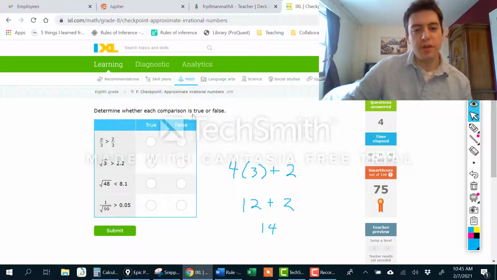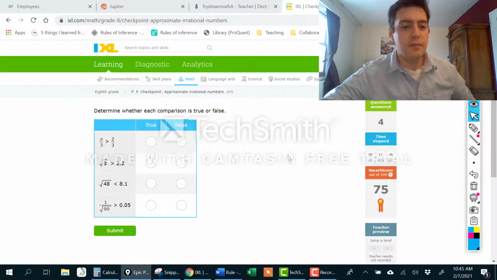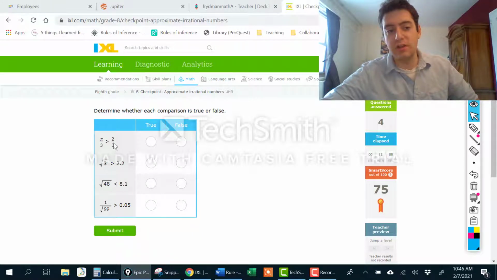Okay, determine whether each comparison is true or false. All right, so pi over 3. Pi is a little bit more than 3. So if I have something which is a little bit more than 3 in the numerator, and then I have 3 in the denominator, this fraction is going to be bigger than 1. And 2/3, which is a proper fraction, the numerator is smaller than the denominator, is less than 1.